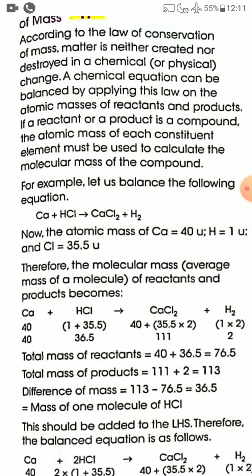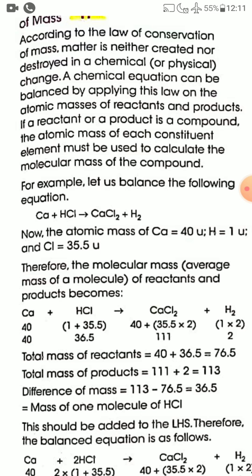Now the atomic mass of calcium is 40 U. U means atomic mass unit, which is the smallest unit for the measurement of mass. So the atomic mass of calcium is 40, the atomic mass of hydrogen is 1 U, and the atomic mass of chlorine is 35.5 U. With the help of the atomic masses of these elements, you have to balance the chemical equation.